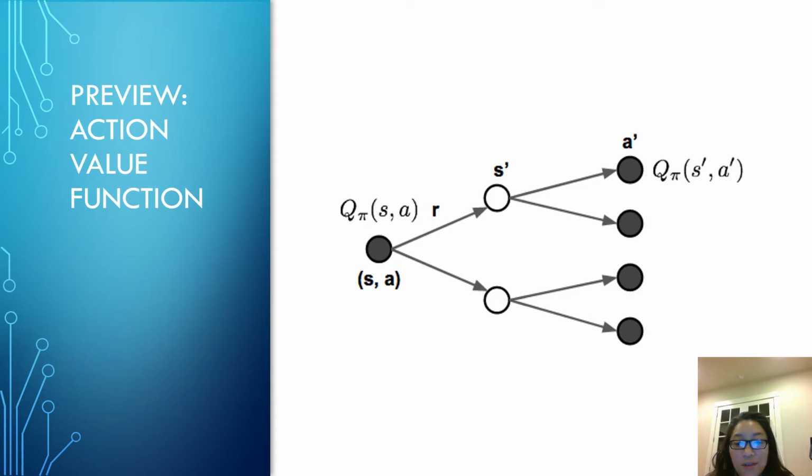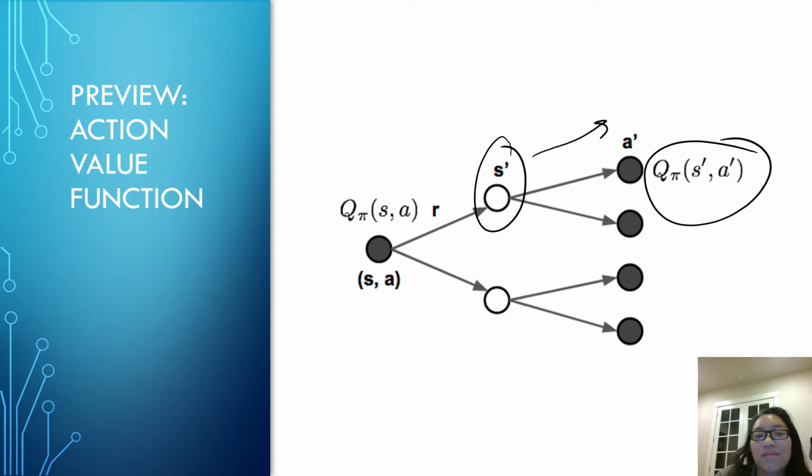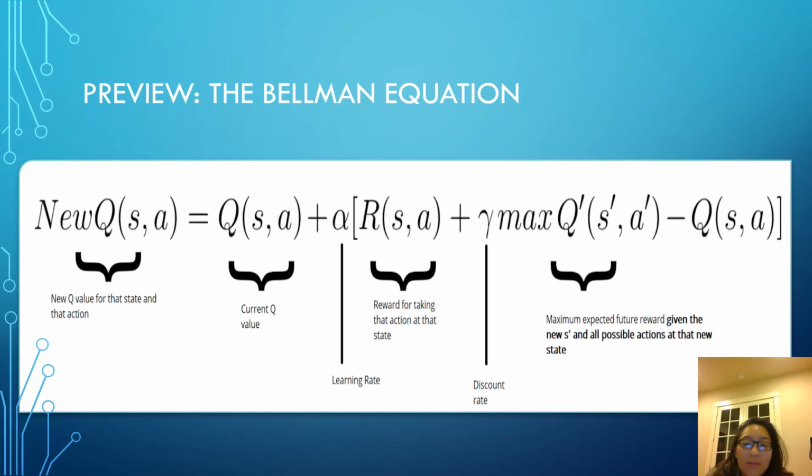So here's just a nice visual of an action value function. The action value function goes to a new state, and in that new state, each action is given a new action value function. So after the Q table has been initialized by action value functions, it will update itself via the Bellman equation. And the equation is given below.